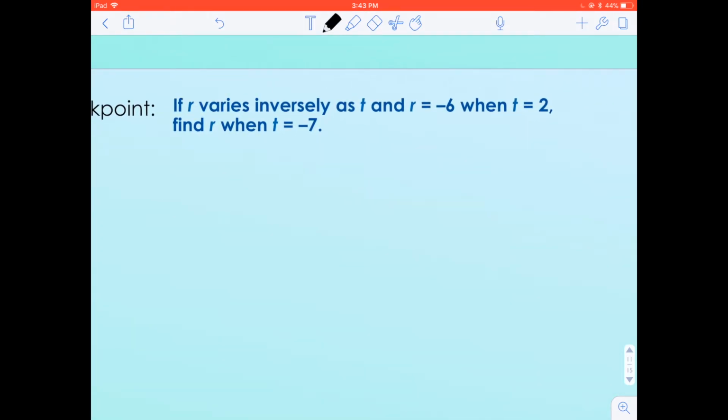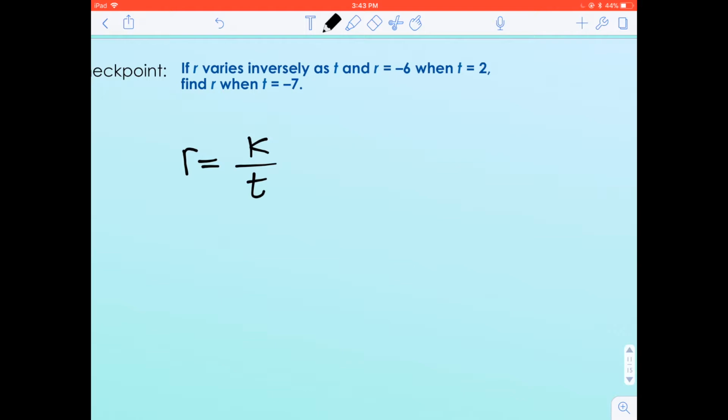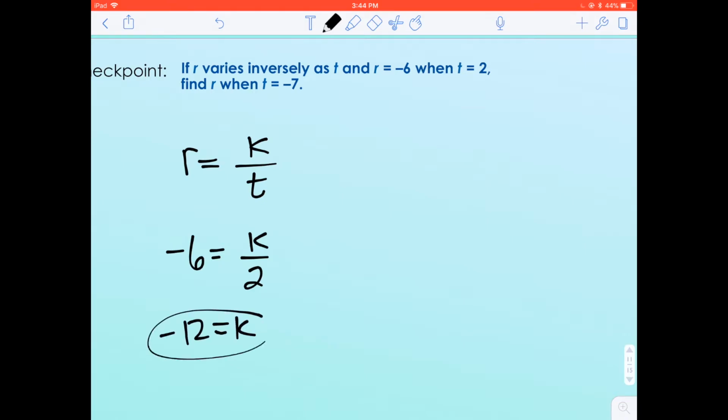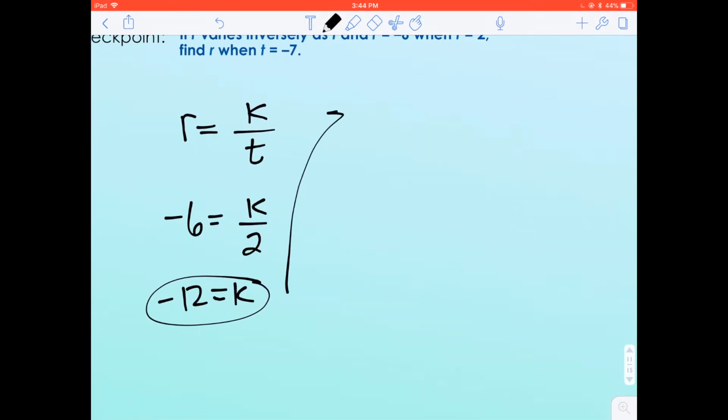All right, R varies inversely. So we have R equals K over T. Okay, always, always, always write that first or you will run into problems. Okay, so then R equals -6 when T is 2. So we have -6 equals K over 2. So -12 equals K. All right, we can rewrite our equation. R equals, almost wrote K, -12 over T.